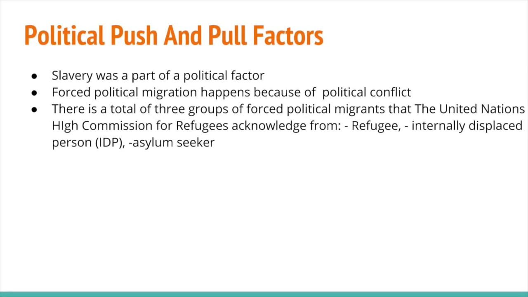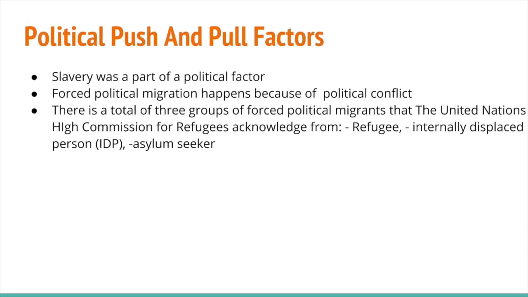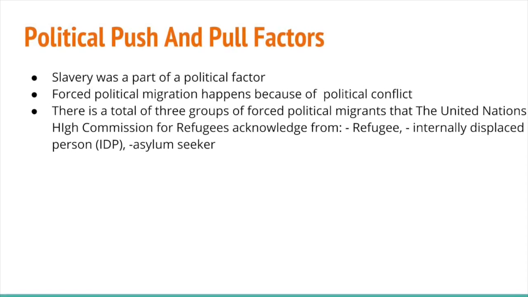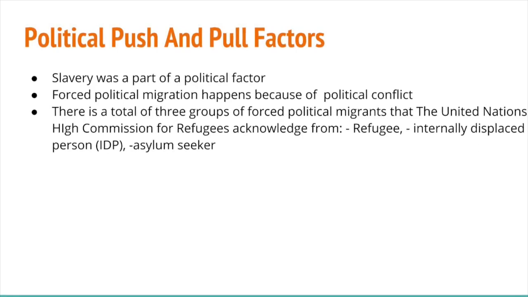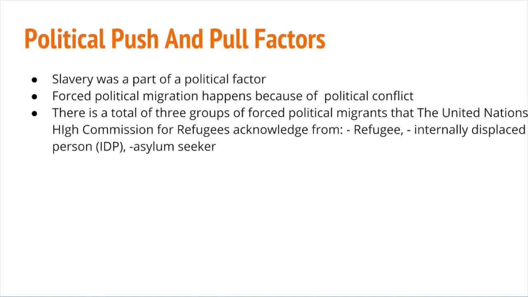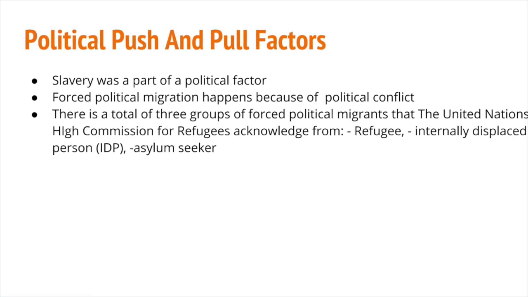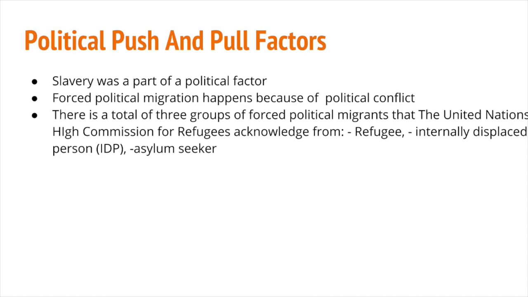Slavery was a political factor because millions were being shipped to other countries as slaves or even prisoners during the 18th and early 19th century. Now migration is happening because of political conflict. The UNHCR recognizes three groups, which are refugee, internally displaced person, and asylum seeker.